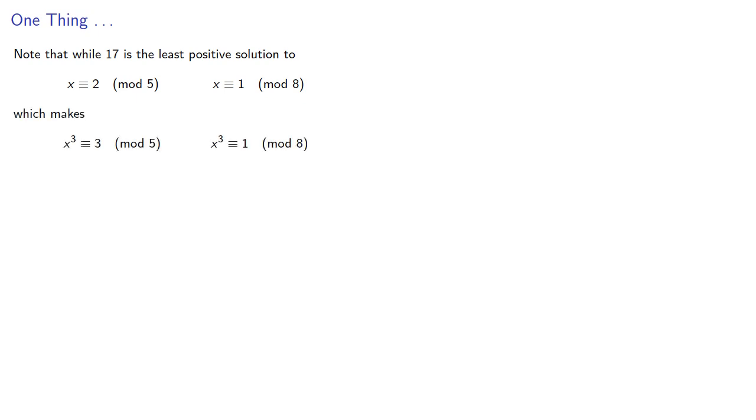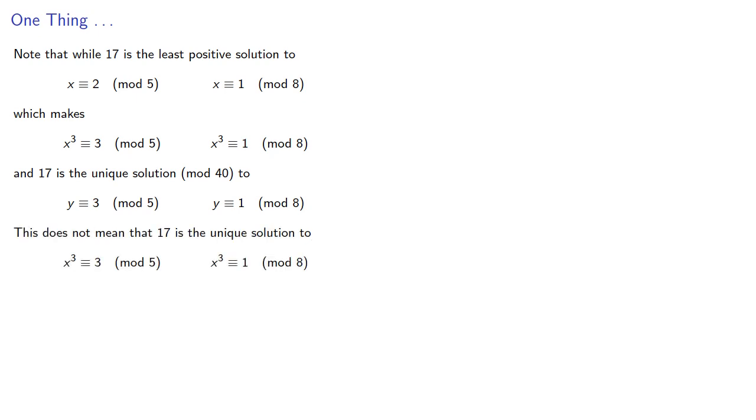Now, there is one important thing to note here. While 17 is the least positive solution to our two congruences, which make our cubes correct, and 17 is the unique solution, mod 40, to our congruences, this does not mean that 17 is the unique solution to our cubics. There could be other numbers congruent to 17 mod 40.